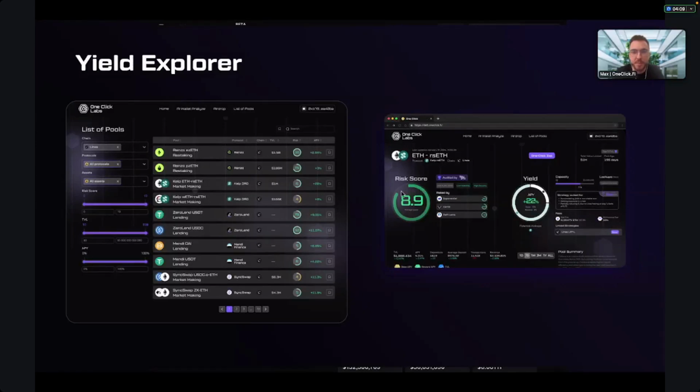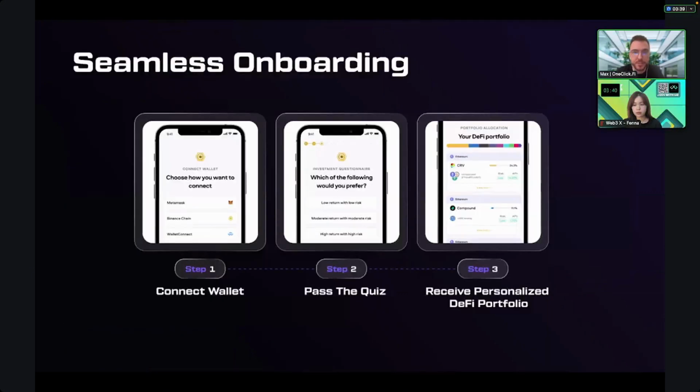You can then dive into more details about each particular pool, see the risk and safety score, see the audits, see where the yield is coming from, see if there is any lockup, if there is any hidden fee, how much gas you would pay. So all this info is available for the end user, which has previously been hidden, and a lot of users were confused and didn't know what's going on with these DeFi strategies.